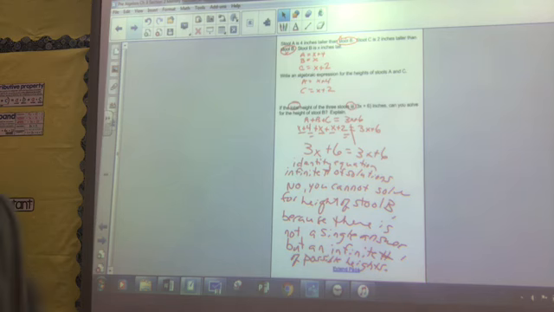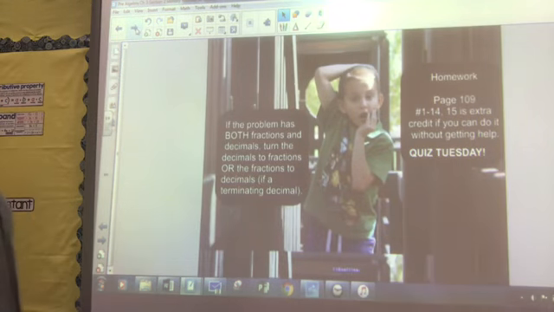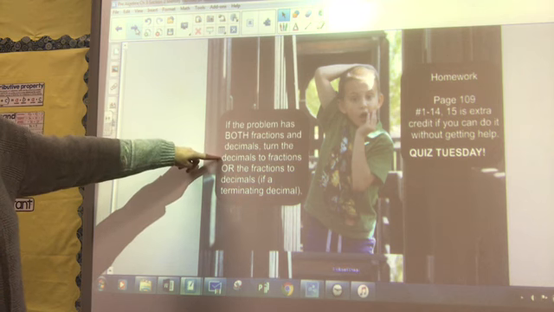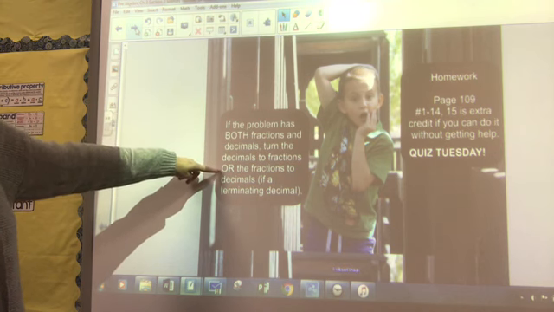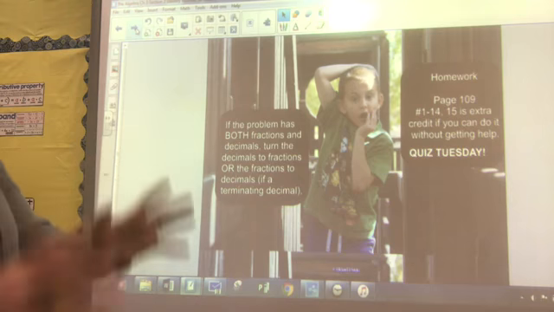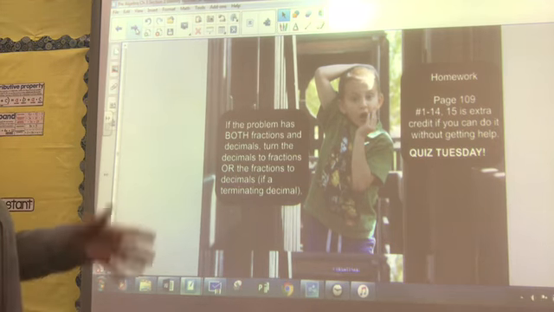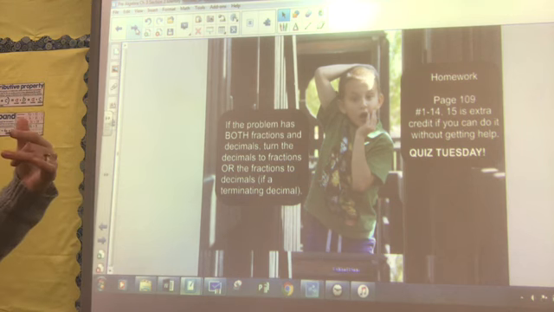All right. Oh, look at there. If the problem has both fractions and decimals, turn the decimals to fractions or the fractions to decimals. Make sure that they're the same thing if it's a terminating decimal. If it is a repeating decimal, they both need to be fractions.